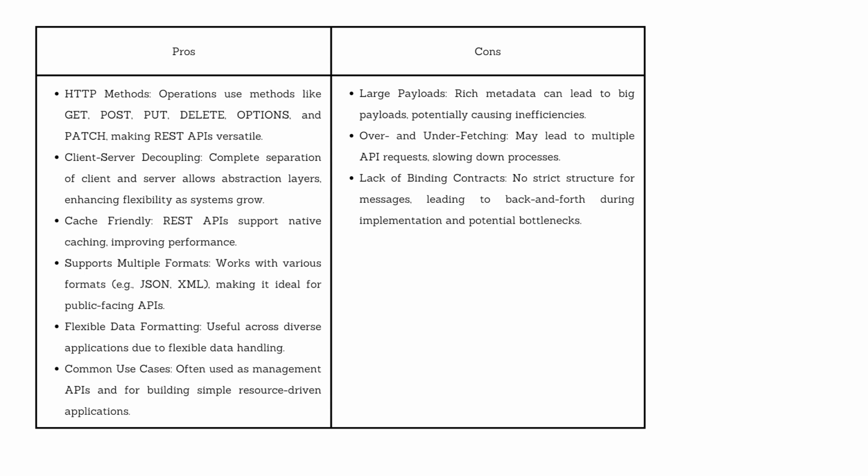The key benefit of these API types is that the client and server are completely decoupled from one another. This allows for abstraction layers that help to maintain flexibility even as a system grows and evolves. In addition, REST is cache friendly and supports multiple formats, which is important when you are building public facing APIs. The flexible data formatting that you get as a result makes them extremely useful for varied applications.